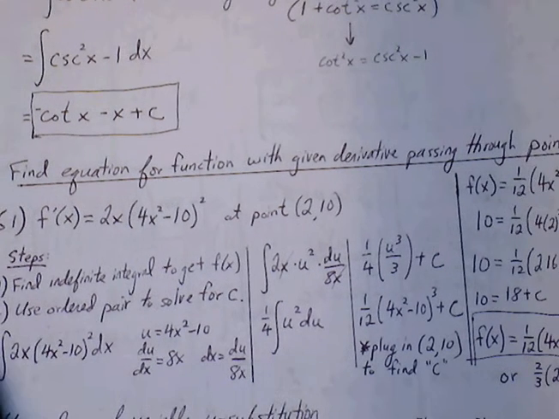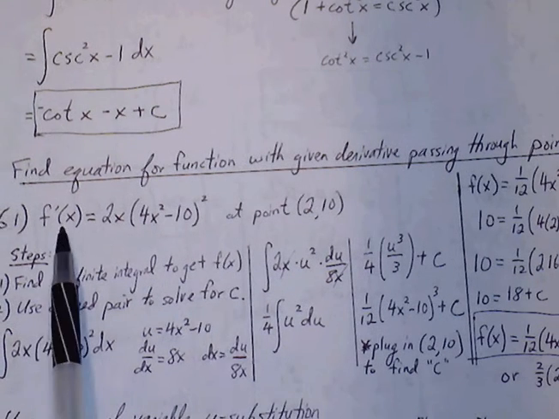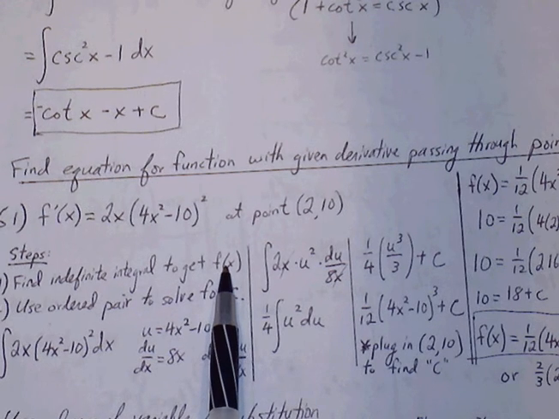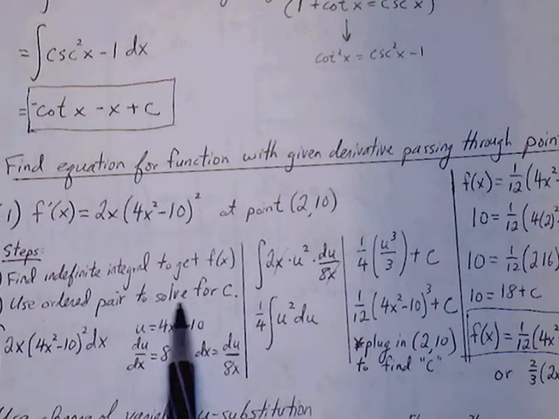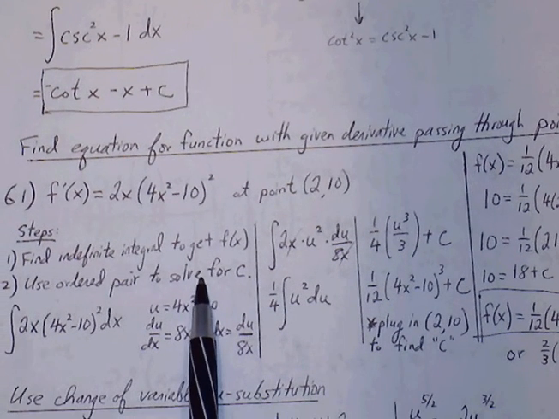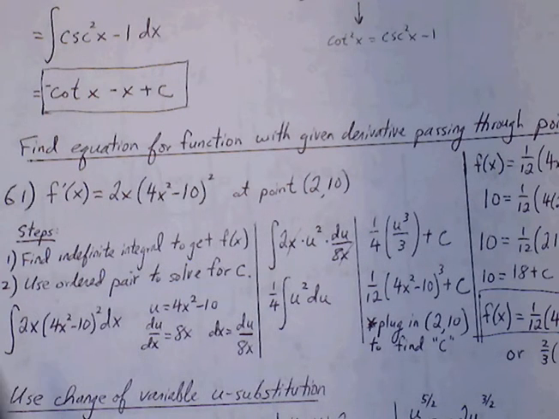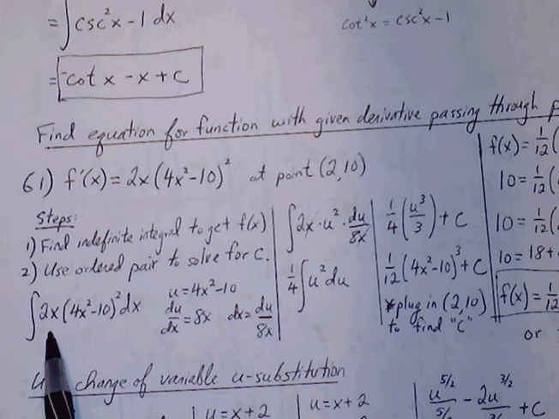So here are the steps. We want to find the indefinite integral to get up to f of x. So we have f prime. We want to get up to f of x, and we're going to come across a plus c. So now we're going to use the ordered pair to solve for c. Okay, and then once we have that, then we have our function. So we find the indefinite integral.